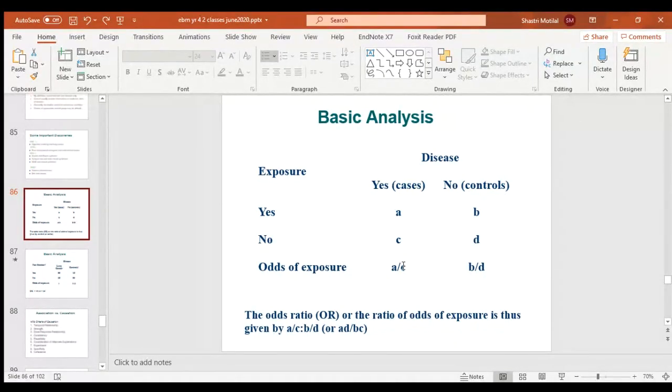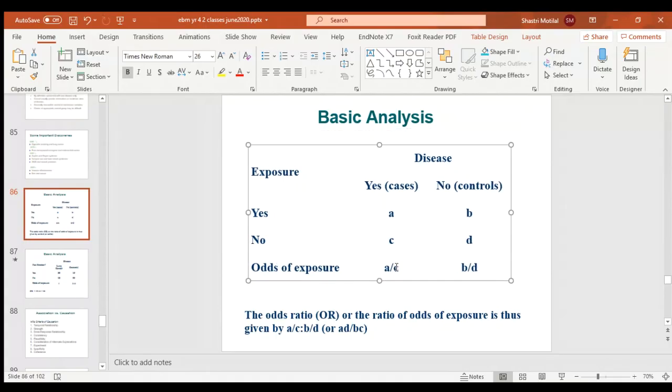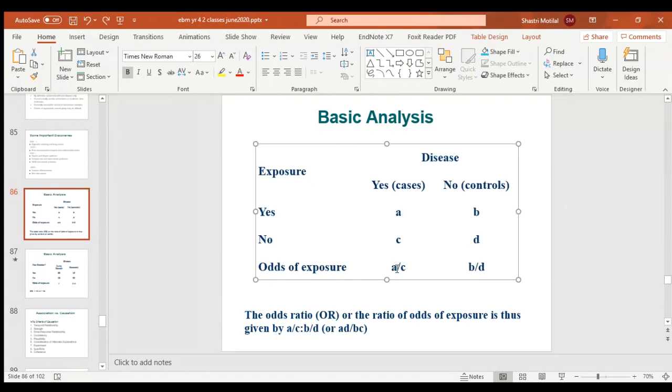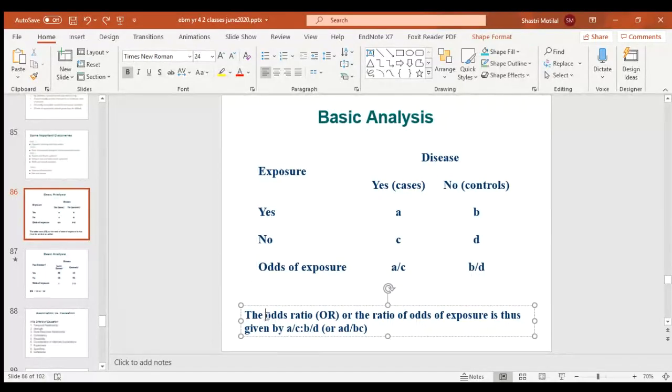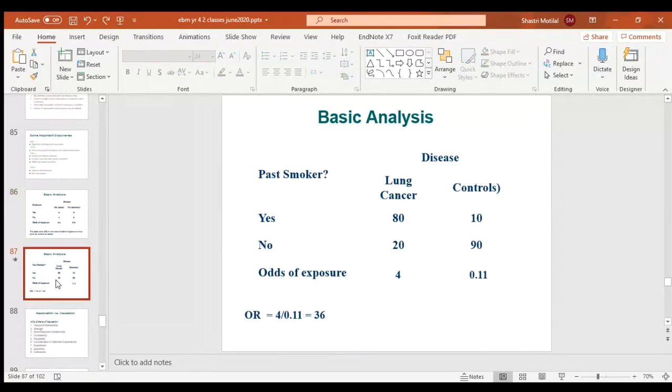So here we have the odds of exposure in the cases, A over C, and here we have the odds of exposure in the controls. If we take this odds and divide it by this odds, then we get the odds ratio, right? So we get the odds ratio. So look at this example.